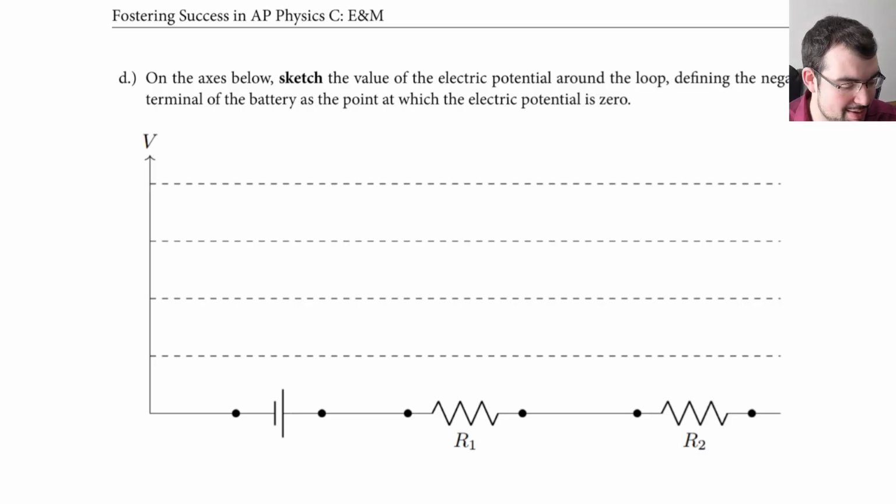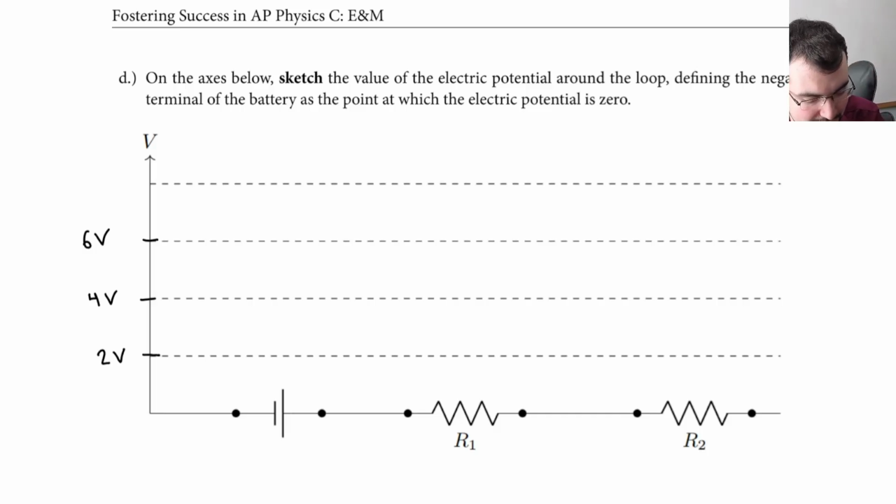So here's an interesting representation called the loop rule diagram. On the axes below, sketch the value of the electric potential around the loop, defining the negative terminal of the battery as 0 potential. It seems pretty natural that we should be counting by 2s here, because the maximum potential in our circuit was 6 volts, and all our drops are going to be multiples of 2. So this is what a loop rule diagram looks like. We start at low potential.